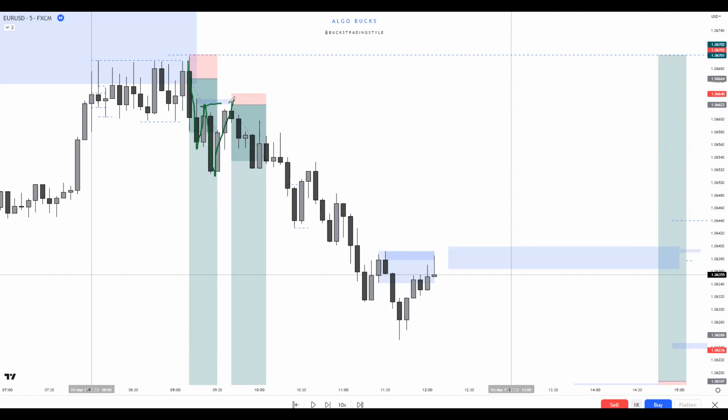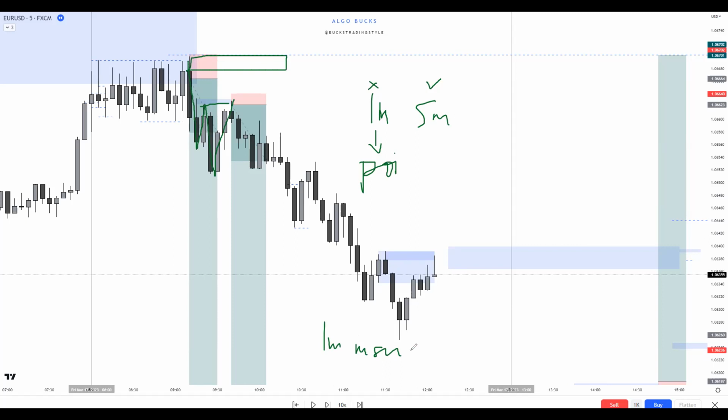Price took out the 5M inducement. And then since it's still 1M MSU and 5M MSU, then there was a 1-minute POI. That's why I traded off this one. But if there was no 1-minute MSU, and then there was a 5-minute MSU, then I would wait for this one. But in this case right here, we only had 1M MSU, but then that 1M MSU was not valid on 5 minutes.